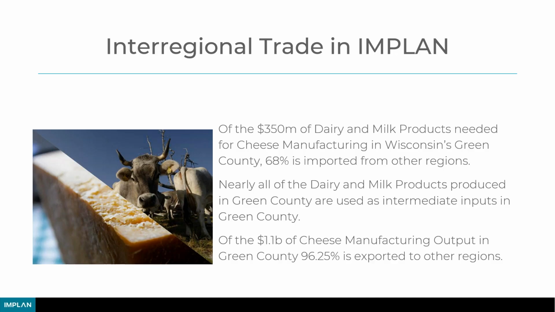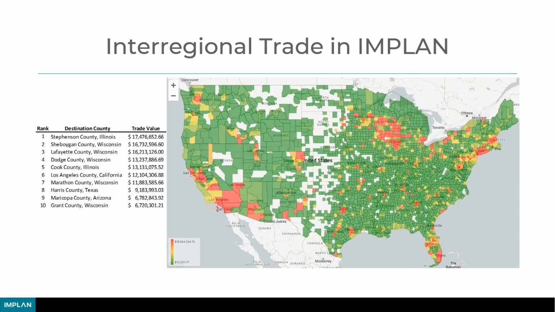regions. So, about 3.75% of it is consumed in Greene County, but the rest of it is exported. That piece is important to understand how Greene County is connected with the broader US economy. So we can see that interconnection here. Greene County ships cheese beyond their immediate region to major population centers all over the country.